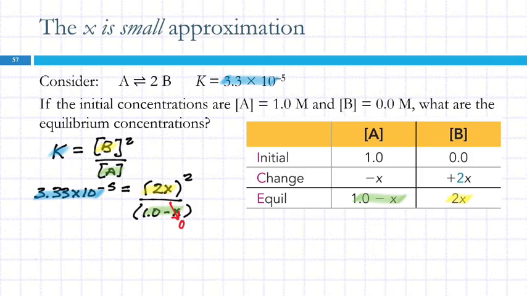So we only make the x's that are added or subtracted to numbers 0. The x's that are just here and being multiplied, we leave alone.